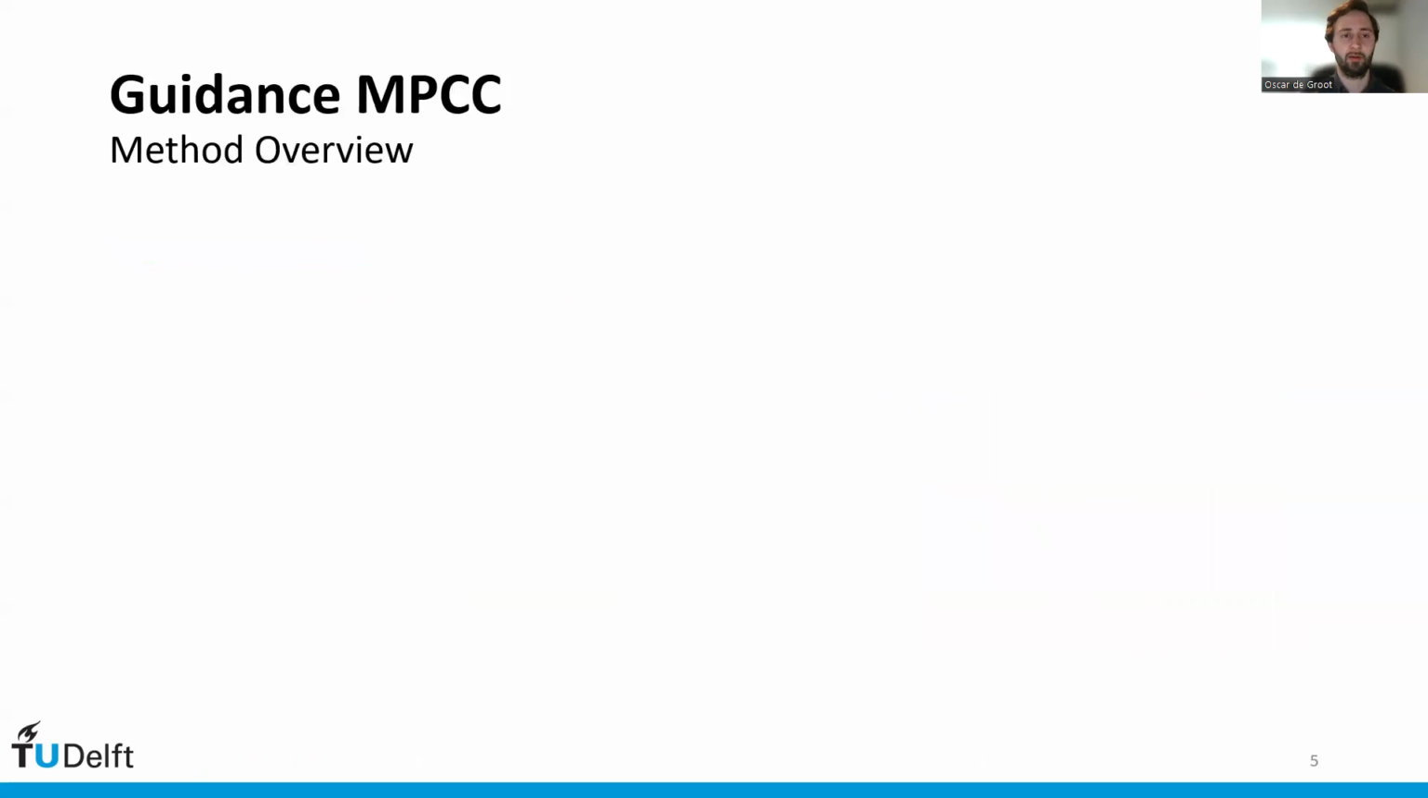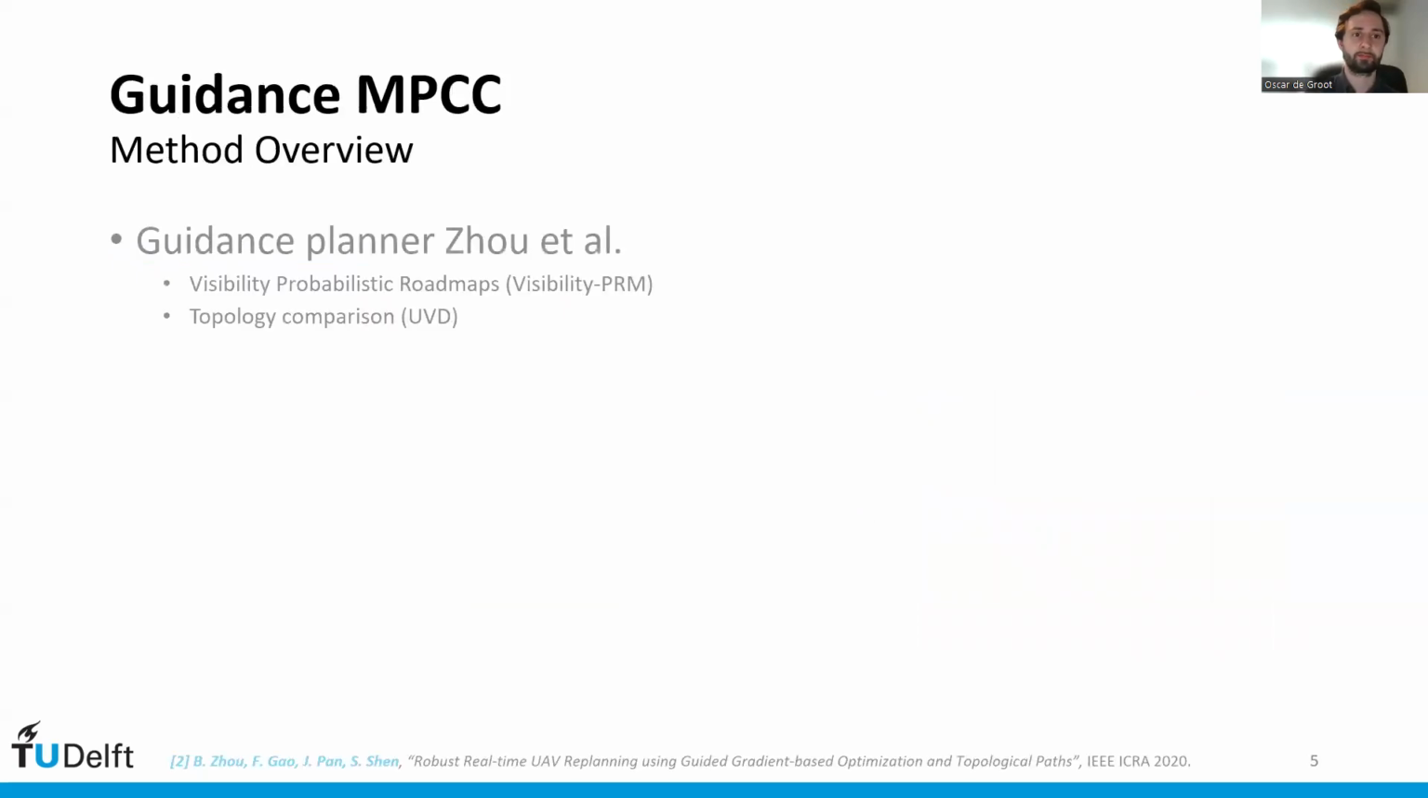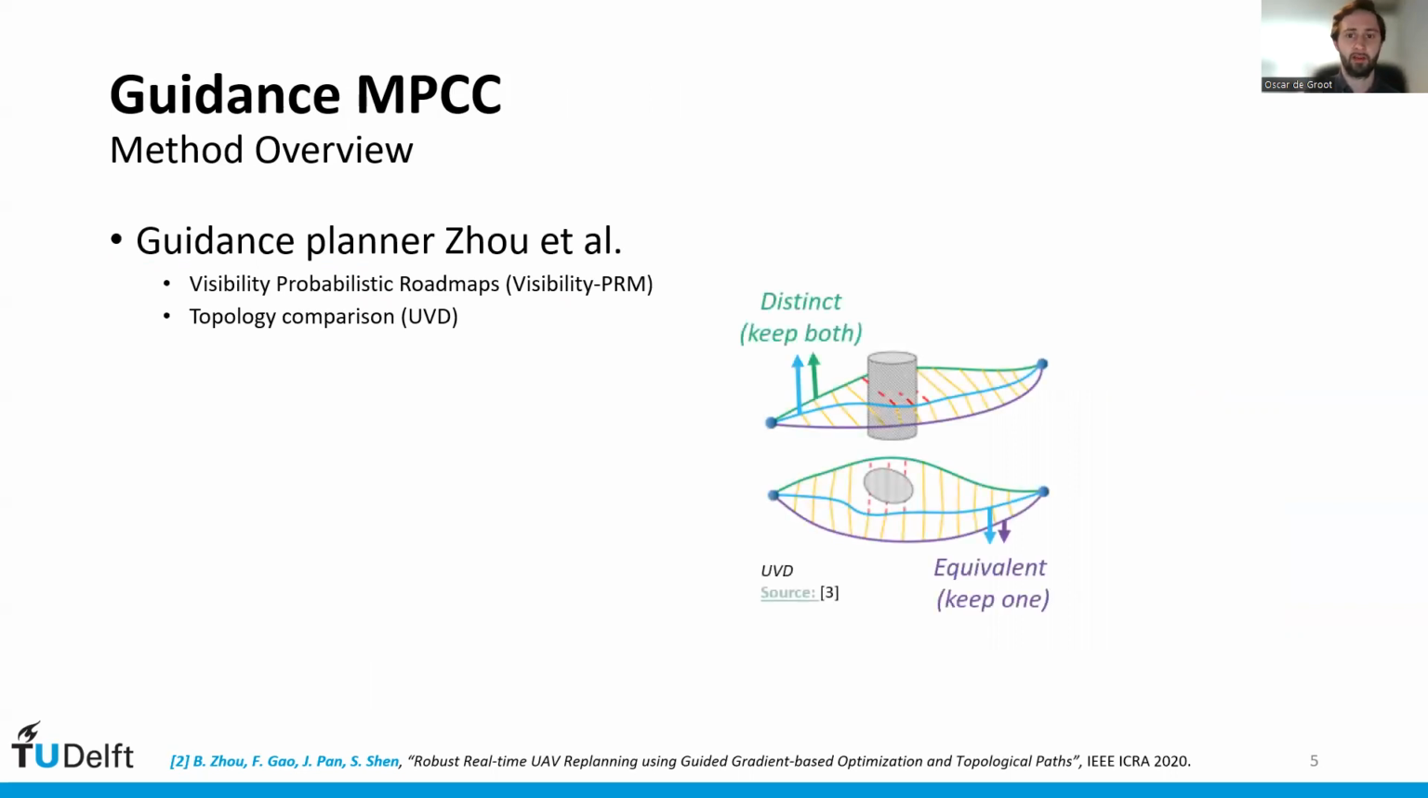In this work, we consider how we can guide the local optimization. And our idea is based on the guidance planner that was introduced by Zhao et al. in a related work, where they used visibility probabilistic roadmaps in addition to a topology comparison function. And the idea of the topology comparison function, in this case UVD, is that we can distinguish between different types of trajectories. For example, if here we have the blue and the green trajectory, then we see that there is an obstacle between them and they are in distinct topologies. We then can keep both. But maybe if we find the blue and purple trajectories, we find that they are equivalent and we only have to keep one. And that way we can filter out trajectories that are in distinct topologies.